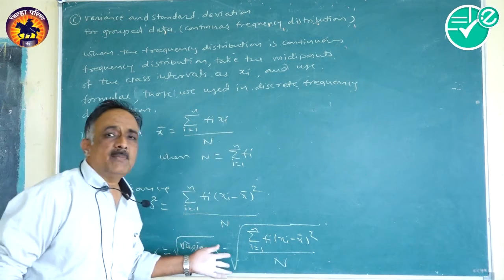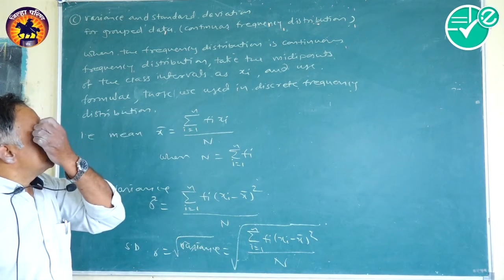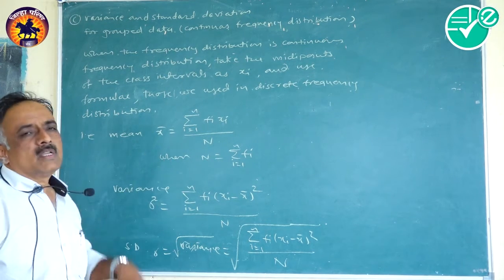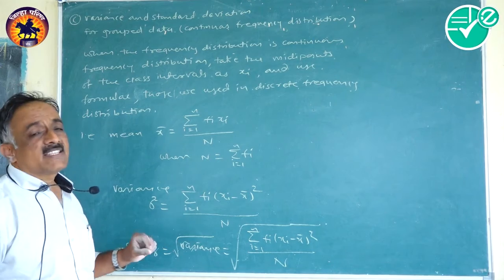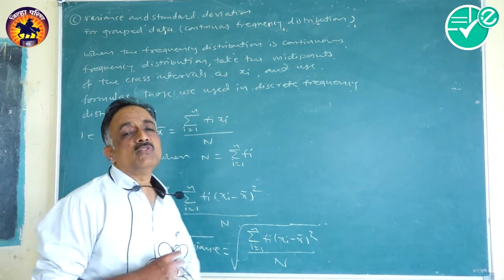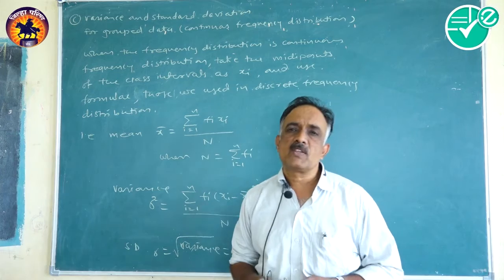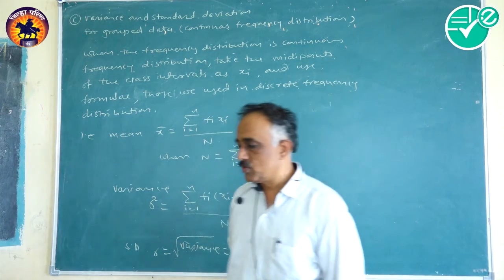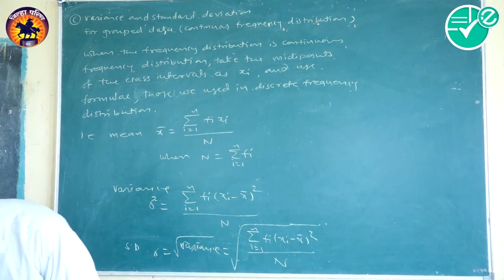Actually, those formulas are the same for the discrete frequency distribution and for the continuous frequency distribution. But of course, for better understanding, let me explain how to use this formula for a continuous frequency distribution when we have been given one. So let's consider a problem here.